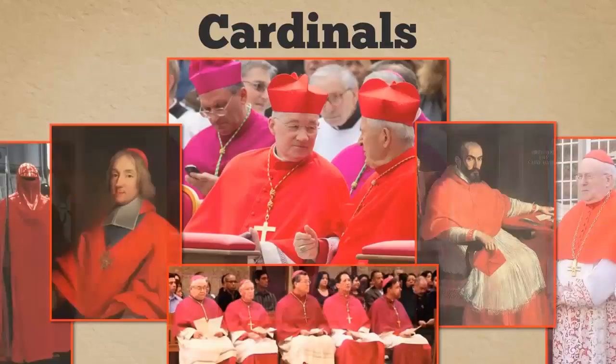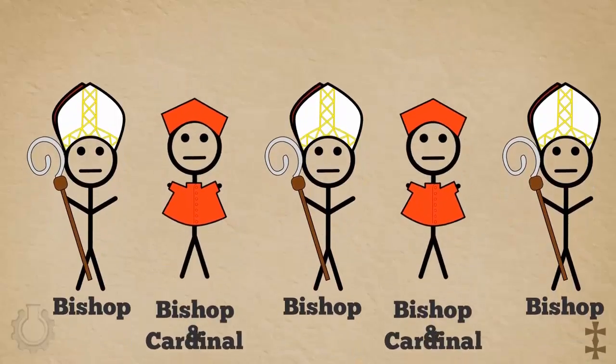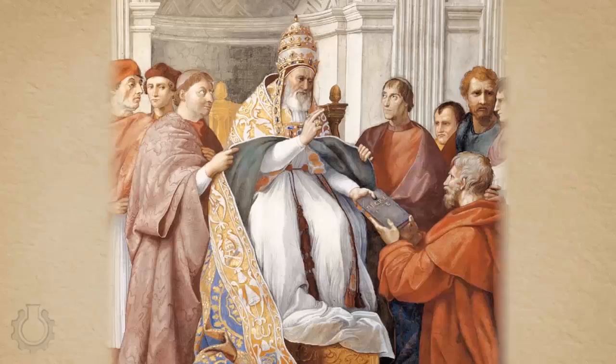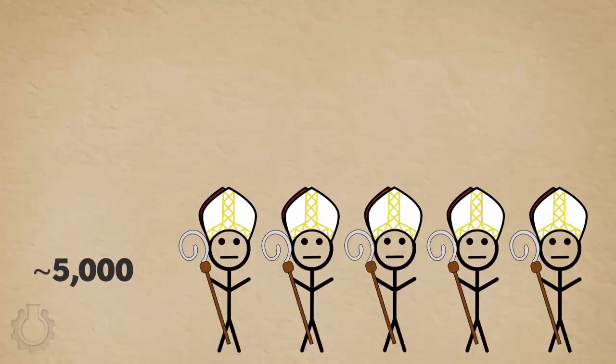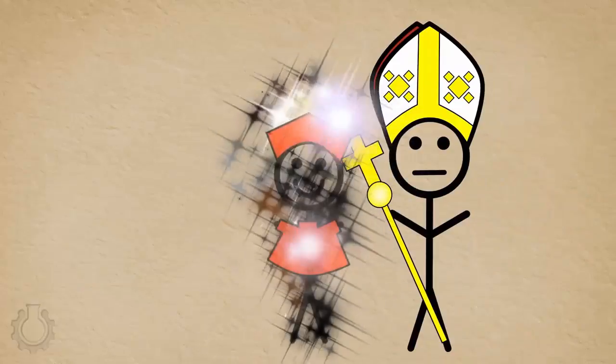Despite the fancy name and snazzy red outfits to match, cardinals are not the bosses of bishops. They are bishops, just with an additional title and additional responsibilities, the most notable of which is electing the new pope. The only way to become a cardinal is to get the current pope to appoint you as one, and of the 5,000 bishops, only about 200 are ever cardinals.